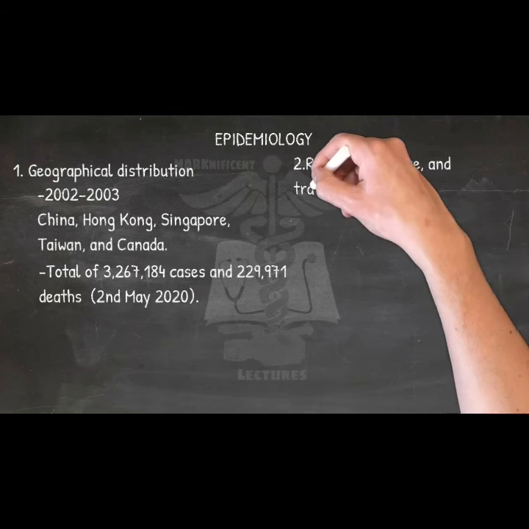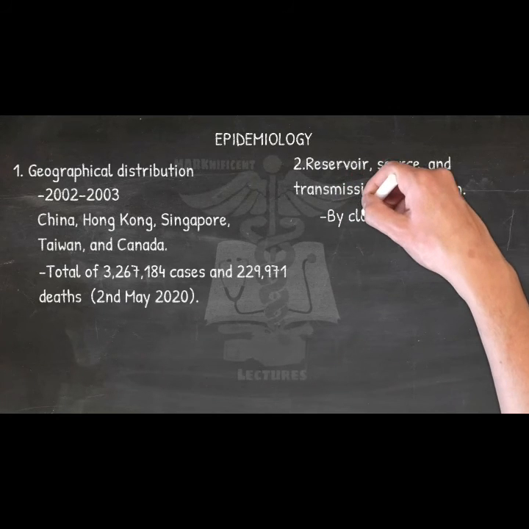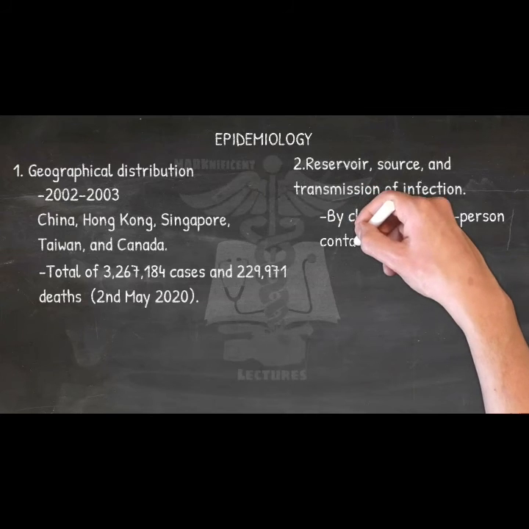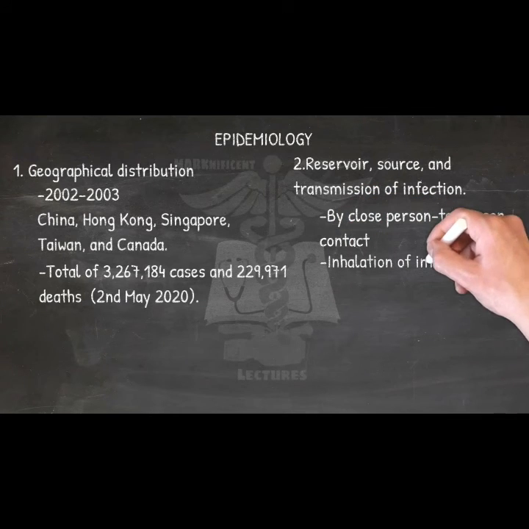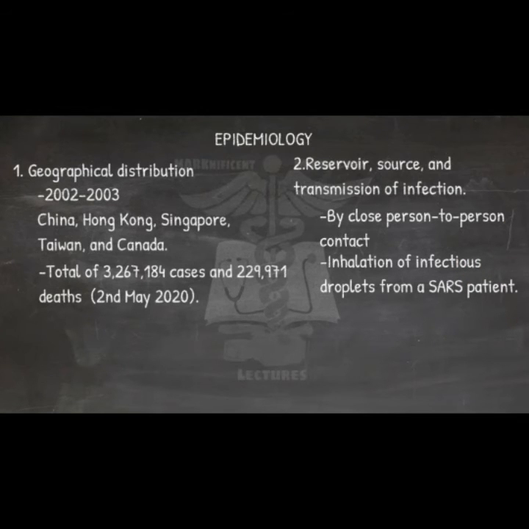2. Reservoir, source, and transmission of infection. Primarily transmitted by close person-to-person contact. The infection would possibly have been acquired by inhalation of infectious droplets during the act of coughing or sneezing, from a SARS patient.